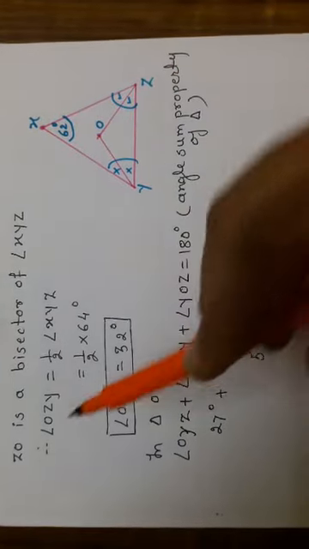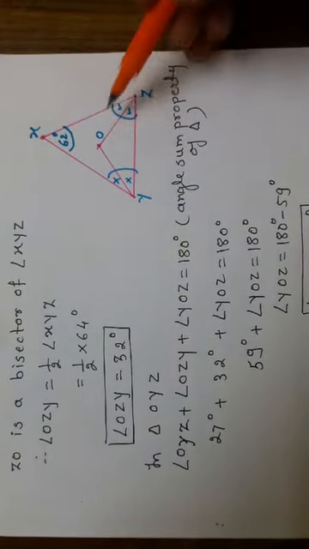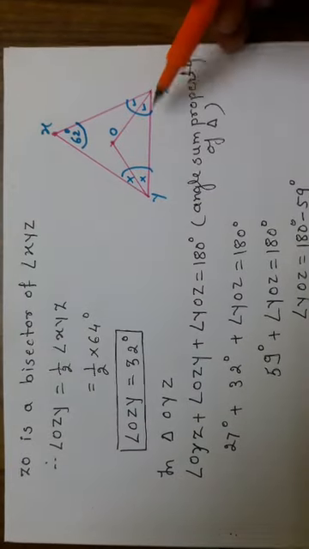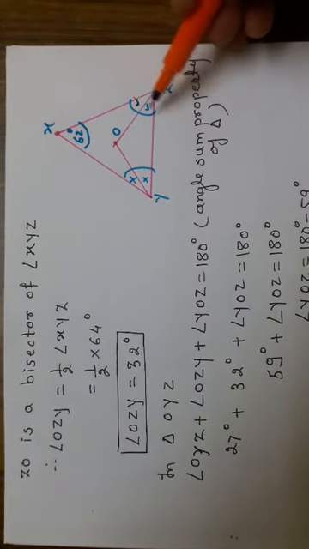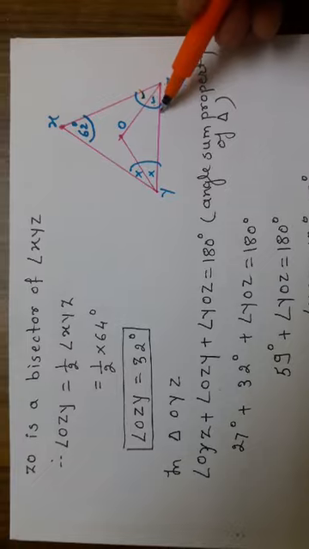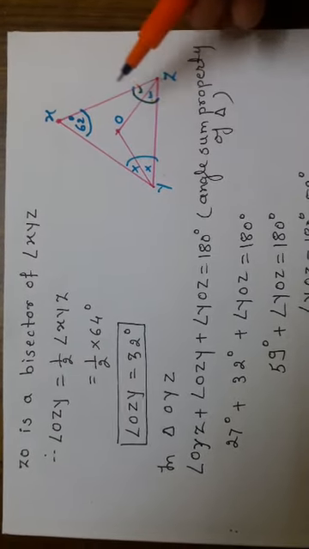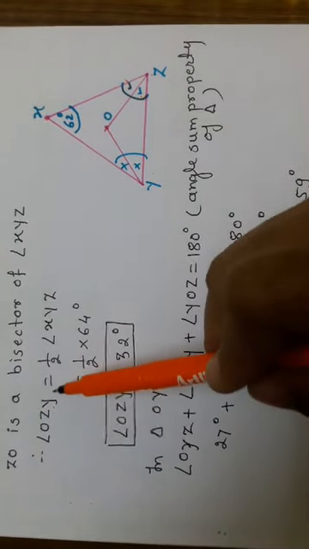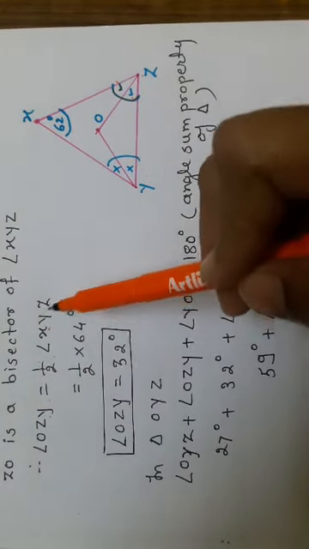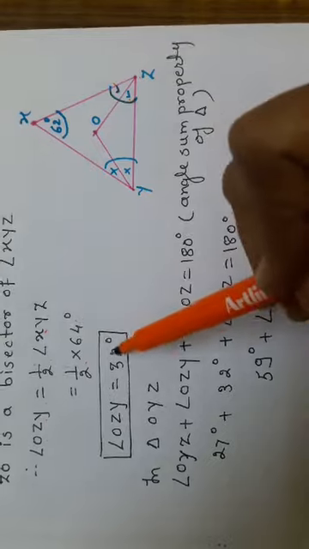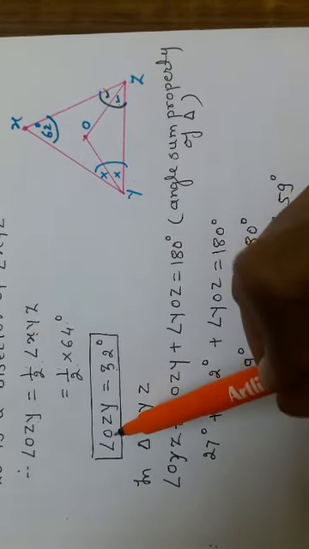Next, ZO is a bisector of angle XZY. Bisect means divide into two equal parts. Already we have found this value is 64 degrees. Half of 64 degrees is nothing but 32 degrees. So here OZY is equal to half of angle XZY, half of 64 degrees, that is 32 degrees, that is OZY.